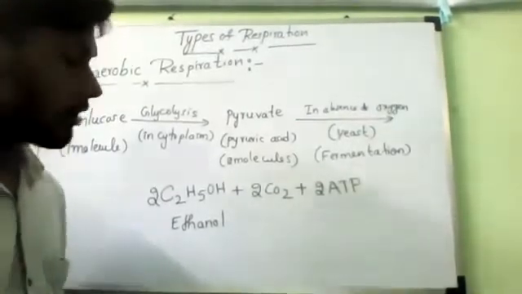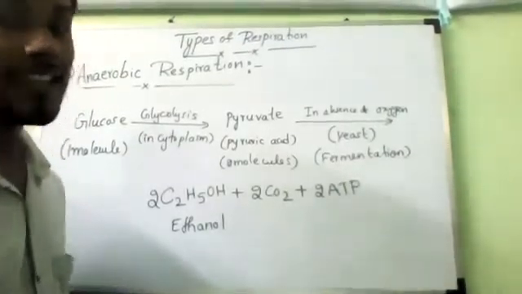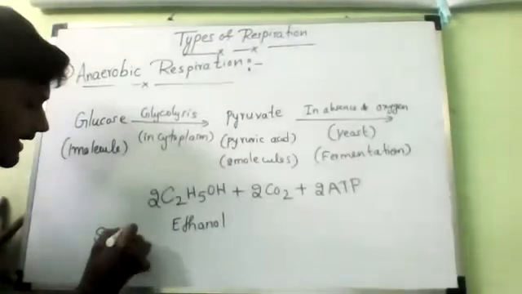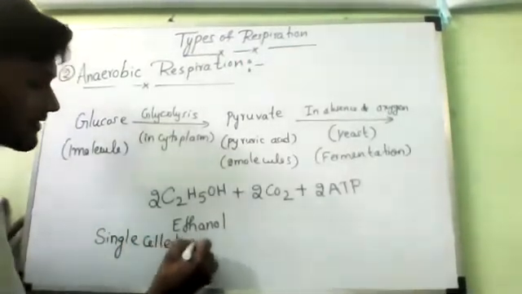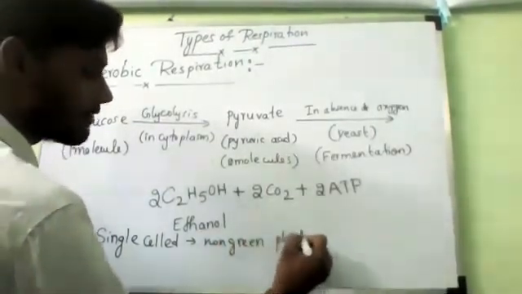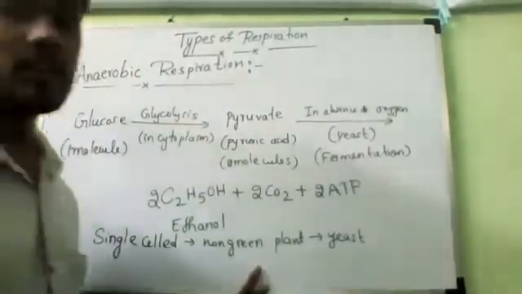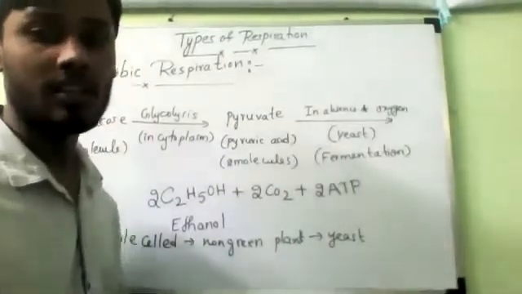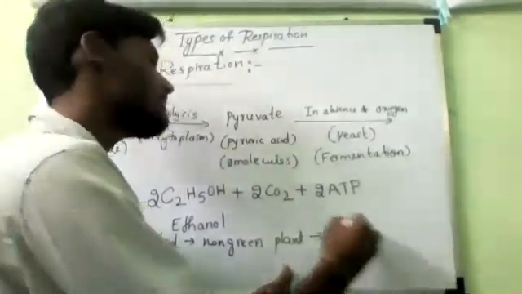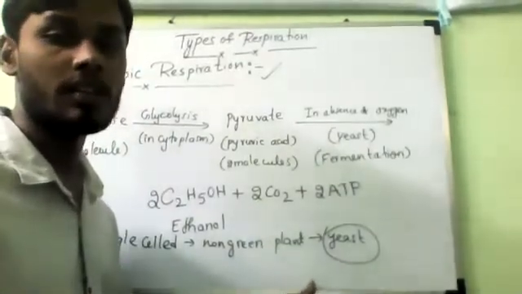So now, for example, what kind of yeast, sir? What kind of bacteria, sir? If you take a single-celled non-green plant, what is that called? A non-green plant, which we call yeast. A single-celled non-green plant, yeast can live without oxygen because it obtains energy by the process called anaerobic respiration. So without oxygen, it can survive.